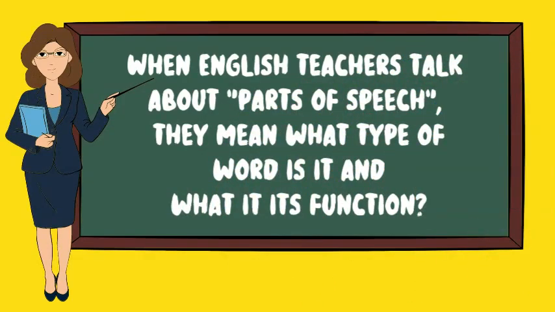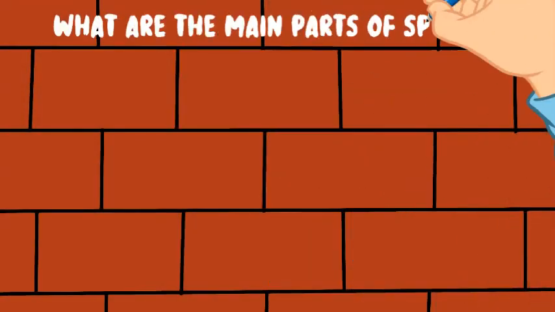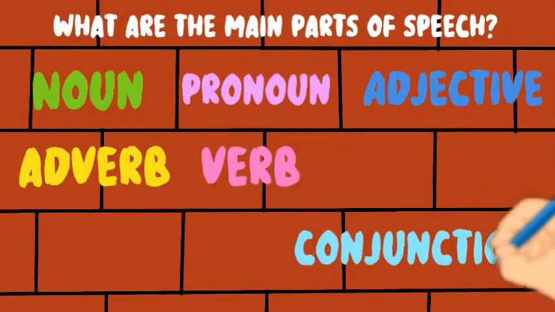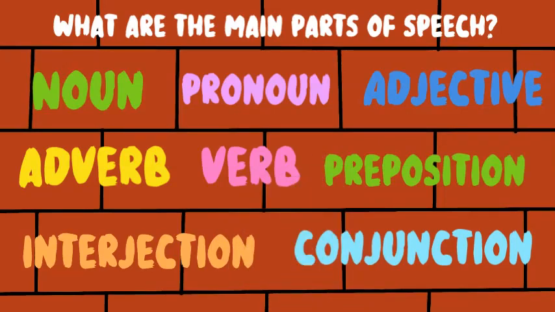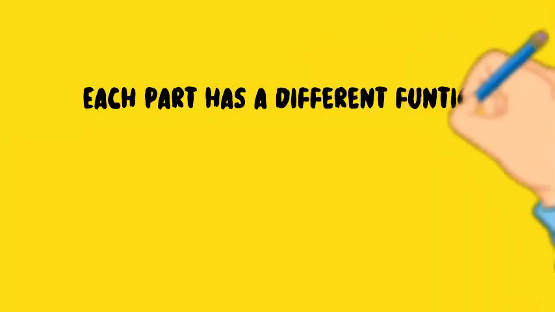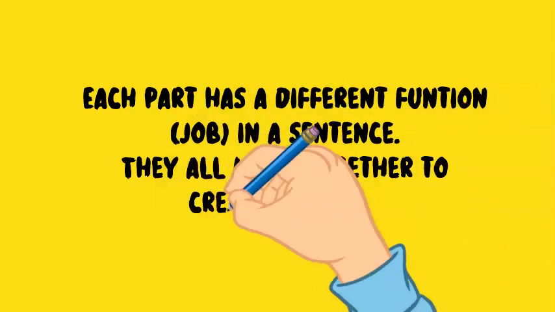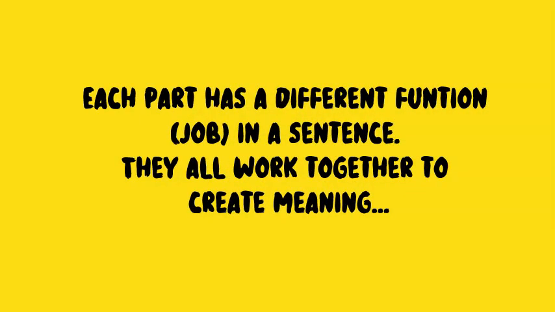There are many different types of words, but what we are going to focus on are the 8 main parts of speech, and those are nouns, pronouns, adjectives, adverbs, verbs, prepositions, interjections, and conjunctions. Each of those has a different function or job in a sentence, but when you bring them all together, they work together to create meaning, and that's how meaning is conveyed.